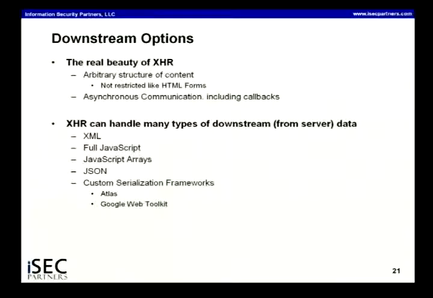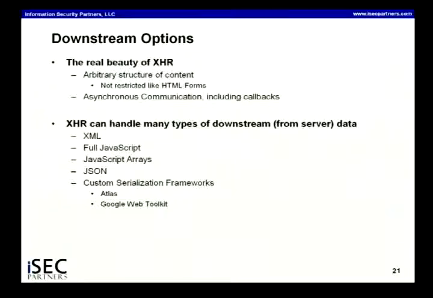So, the real beauty of the XMLHttpRequest object versus the iframe is that it's not restricted to HTML forms with your name-value pairs. You can set any arbitrary data you want. And it's asynchronous as well, so you just send off your request, and whenever data finally makes it back, it hits a callback, and you're good to handle it. There are all types of downstream data you can use. You can use anything, really.